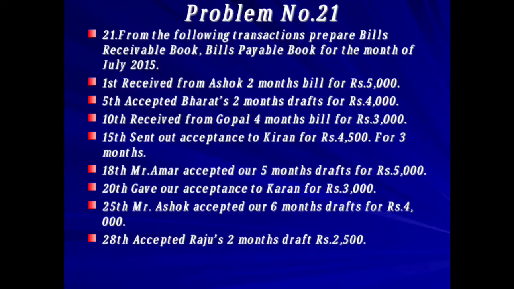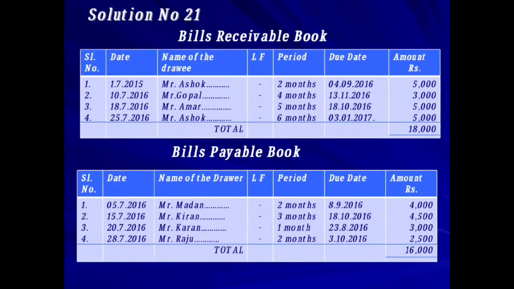Then next, on 20th, gave our acceptance to Karan for rupees 3000. Gave our acceptance means we are ready to pay the bill. 20/7/2016, Mr. Karan, 1 month time they have given. So 7 plus 1 is 8, and 20 plus 3 grace days is 23, so 23/8/2016. So 3000 we have to pay.